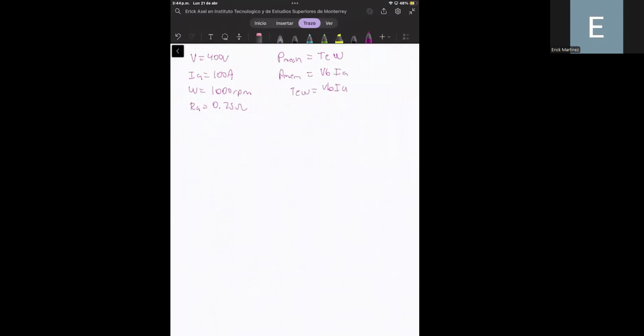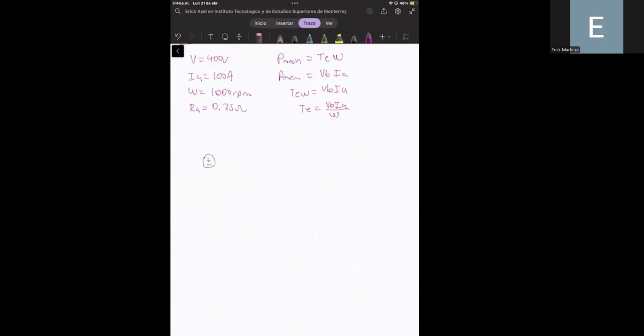The electromagnetic torque times the speed is equal to the back EMF voltage times the armature current. And the electromagnetic torque is equal to the back EMF voltage times the armature current divided by the speed. And what else? Well, I think that we don't have any more information here. So what else do we need? Well, we can compute the electromagnetic torque from the back EMF, the armature current, and the speed of the motor, but we need the back EMF. So again, we can draw the circuit.